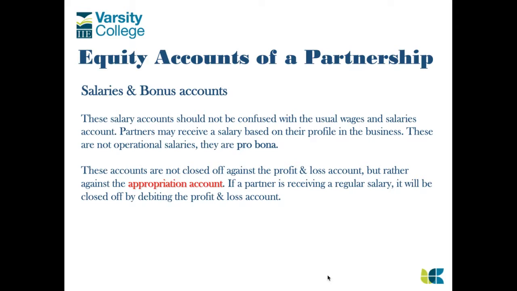And that's what we are now delving into and speaking on. Does that make sense? So your current account, appropriation account, all those are equity accounts. Now we also have a salaries and bonus account. But this is not your typical salaries and wages that you guys have seen. This is particularly pertaining to partners in the business. So again, this is also equity accounts.